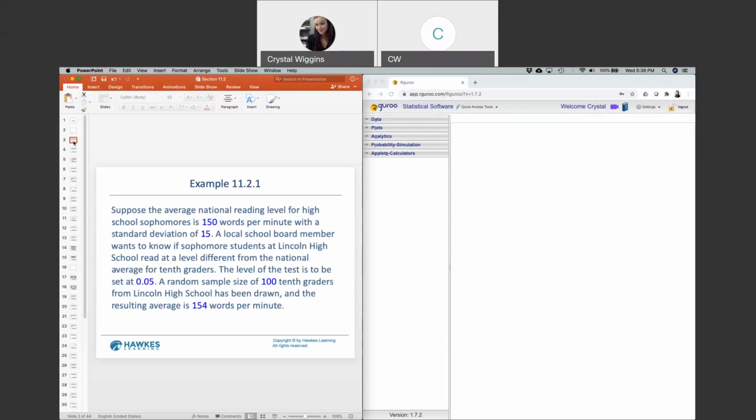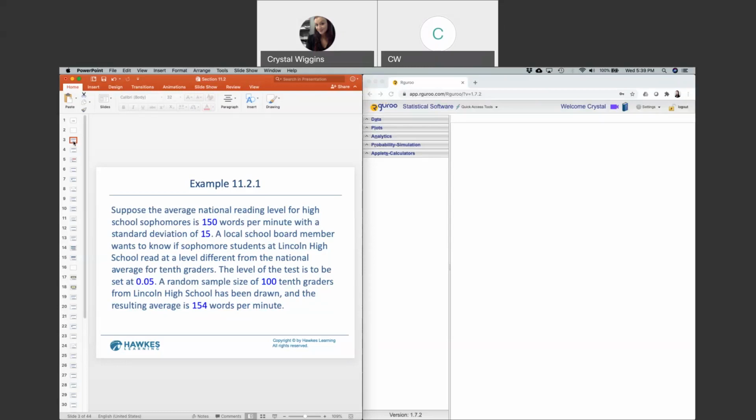So let's run through a test by using an example. We're going to run through this step by step and highlight all the different pieces that we need to know. So suppose the average national reading level for high school sophomores is 150 words per minute with a standard deviation of 15. A local school board member wants to know if sophomore students at Lincoln High School read at a different level from the national average for 10th graders. The level of the test is to be set at 0.05, so that's that alpha level. Okay, remember that's the probability of a type 1 error occurring.